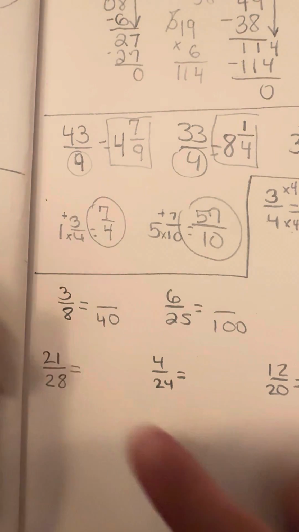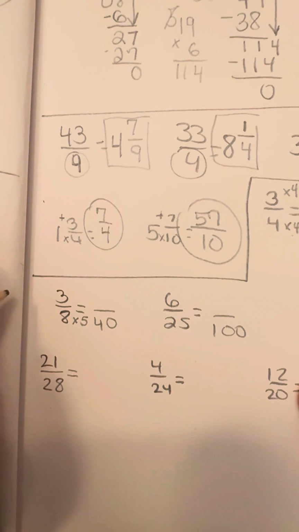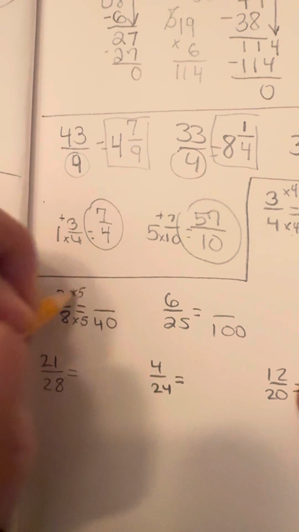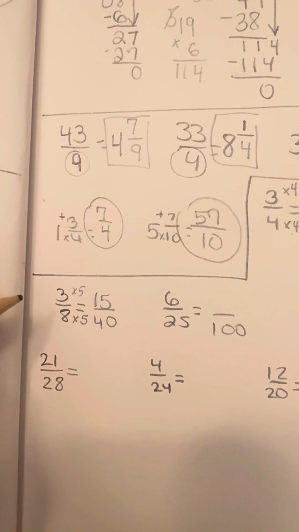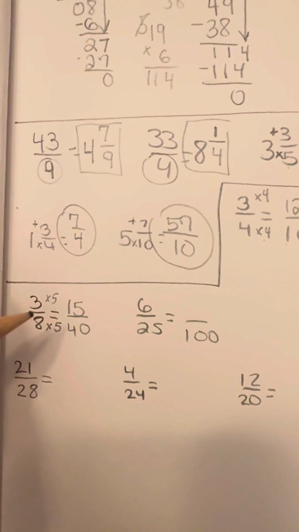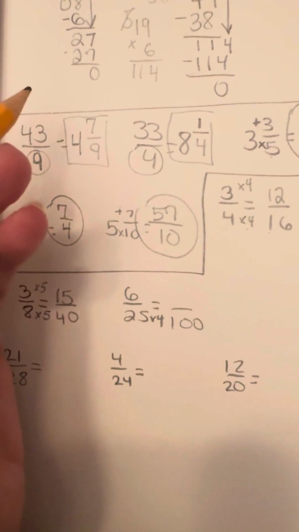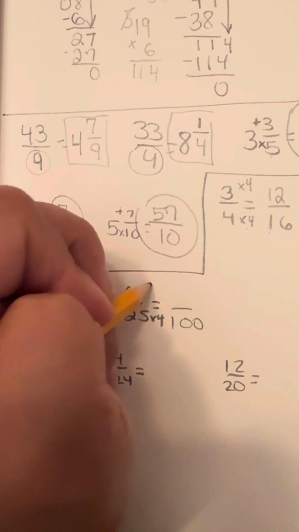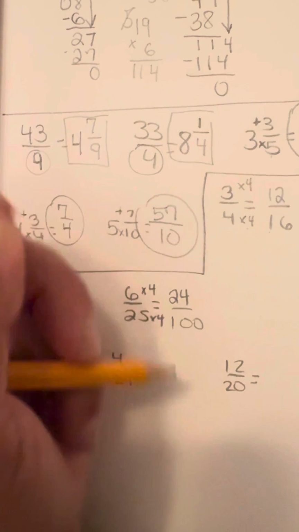Down here, same thing. 8 times what is going to give me 40? Hopefully you said times 5. We're going to times 5 up here in the numerator. And 3 times 5 is 15. So 15/40 is equivalent. And for this last one, 25 times 4 will give me 100. So we want to multiply times 4 up here in the numerator, and 6 times 4 is 24.